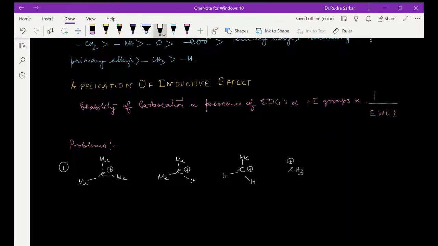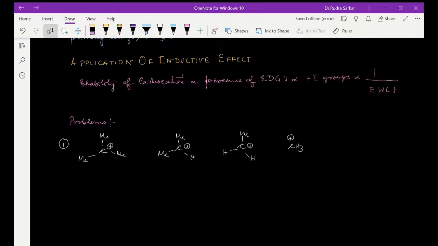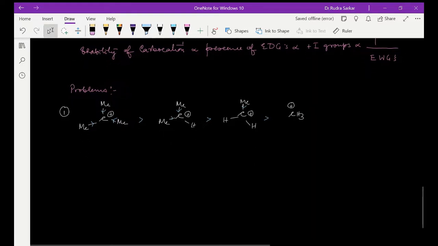So out here, for this type of problem, we have to consider the plus I effects. Over here, there are 3 plus I effects coming from the 3 methyl groups. In the first one there are 3, on the second one there are 2, in the third one there are 1, and in the methyl carbocation there is none. So the one having more plus I groups attached to it will be more stable. So the answer will be as follows.